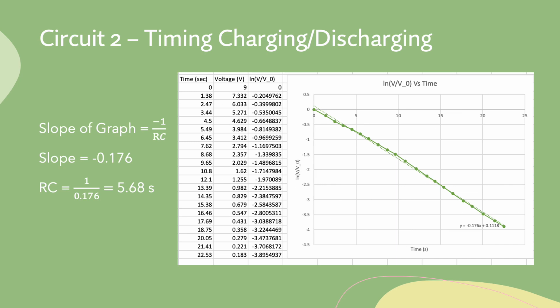I was then able to use the slope of the trend line of this data to calculate the RC of the circuit. RC is the time constant of the circuit, the time at which the voltage difference has dropped to 1 over e of its original value. Because the slope of the graph is equal to -1 over RC, and the slope was 0.176, I found RC to be 5.68 seconds.